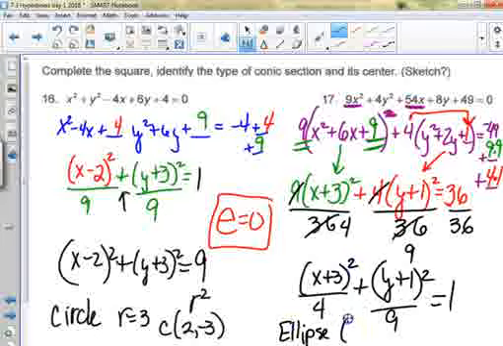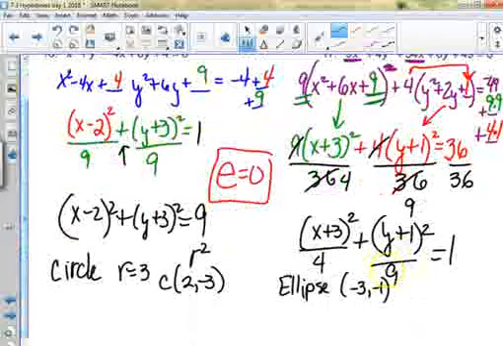whose center is at what? Negative 3, negative 1. Is it longer up and down or across? Yes. A is actually 3 and B is 2, right? Because the definition for an ellipse is A is the bigger one. Okay, and it goes changing. It's longer underneath the Y, bigger number.